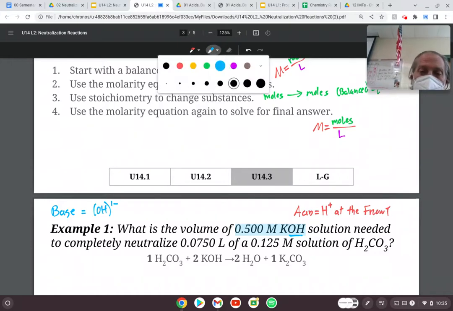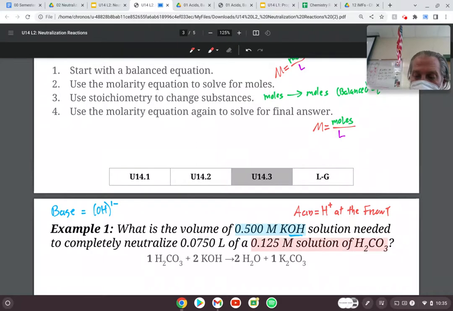So in this problem, I see that there is H2CO3. So I see that there is H at the front. So that leads me to believe that I have an acid. That is not 1000% always the case, but for the scope of this class and when we do neutralization reactions, that will be the case.